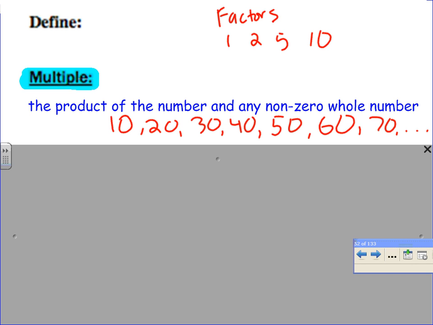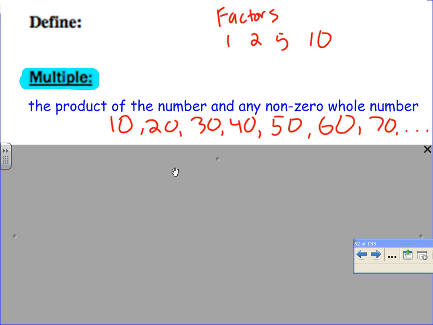You guys agree? Okay, remember, 1 times 10 is 10, 2 times 5 is 10. So the factors are the numbers that go into it. Multiples, like the definition says, is taking a number and multiplying, for example, 10 by a non-zero whole number. So maybe think of the factors as always the smaller numbers, the multiples as always the bigger numbers, if you ever get confused with those.